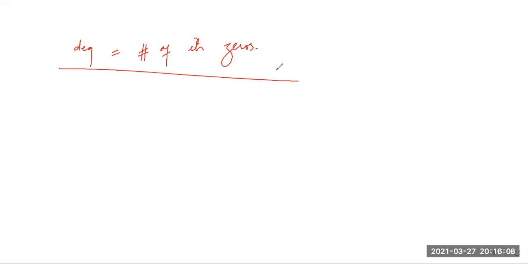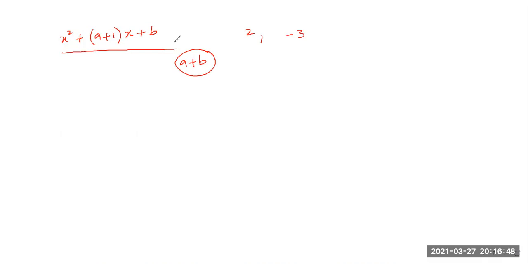Now students, we go for a little tricky question. It says zeros of the polynomial x square plus a plus 1 into x plus b are 2 and minus 3. Find the value of a plus b. What an interesting question. It's giving zeros of polynomial are 2 and minus 3. It's clear. The degree of polynomial is 2. It will have two zeros.